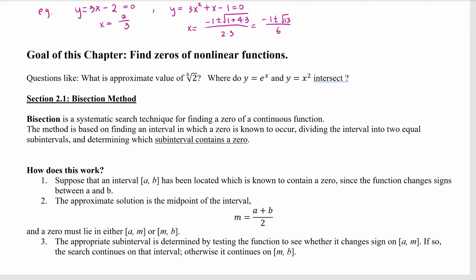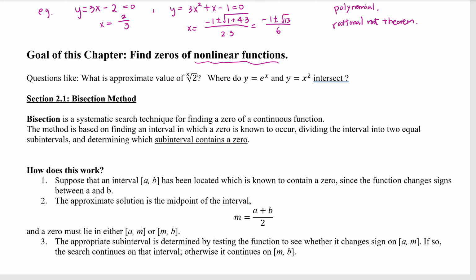How about polynomials? Well, for polynomials we have the rational root theorem. The rational root theorem can help us find some rational roots. But in general, how can we find the zero of a nonlinear function? What happens if my root is not rational?